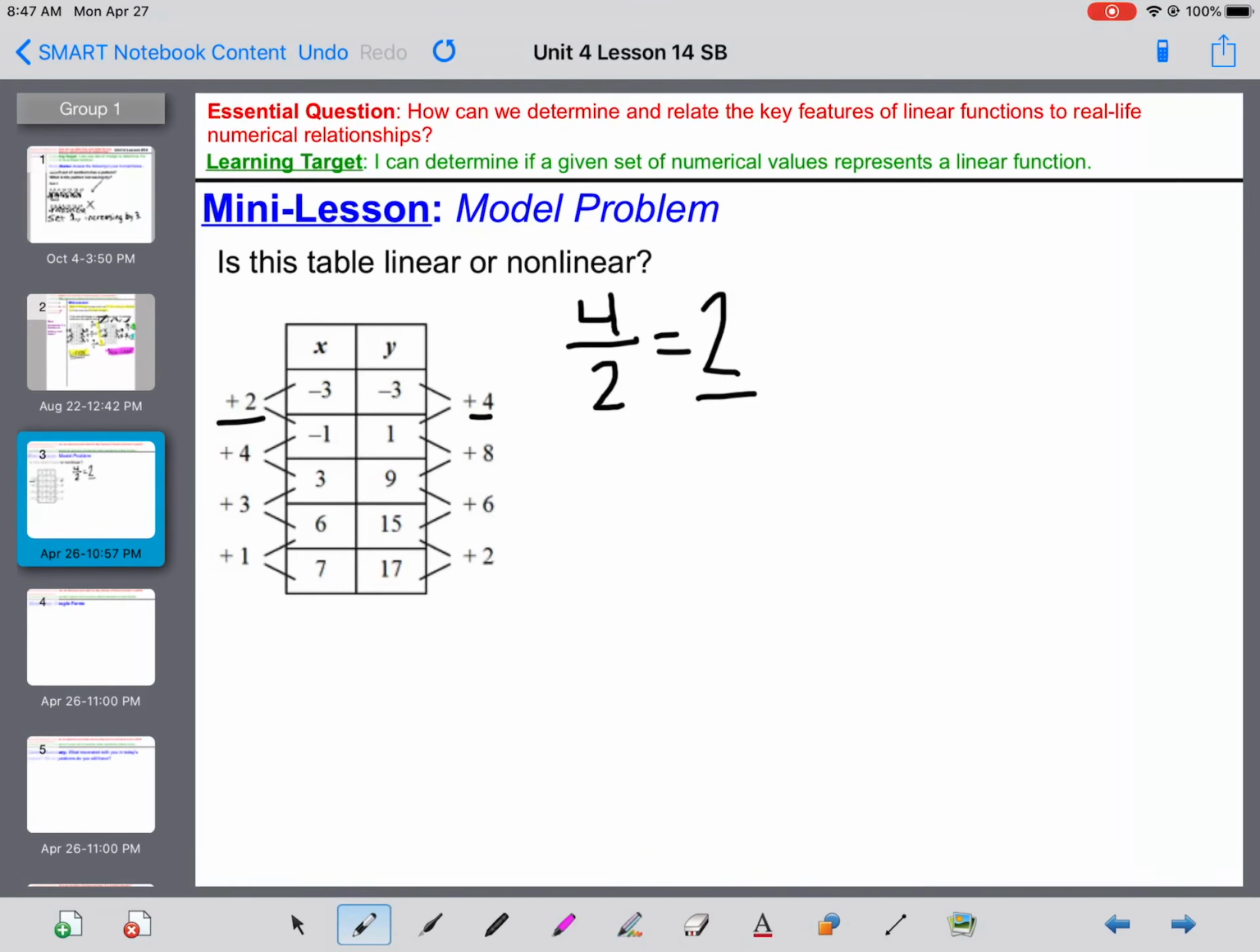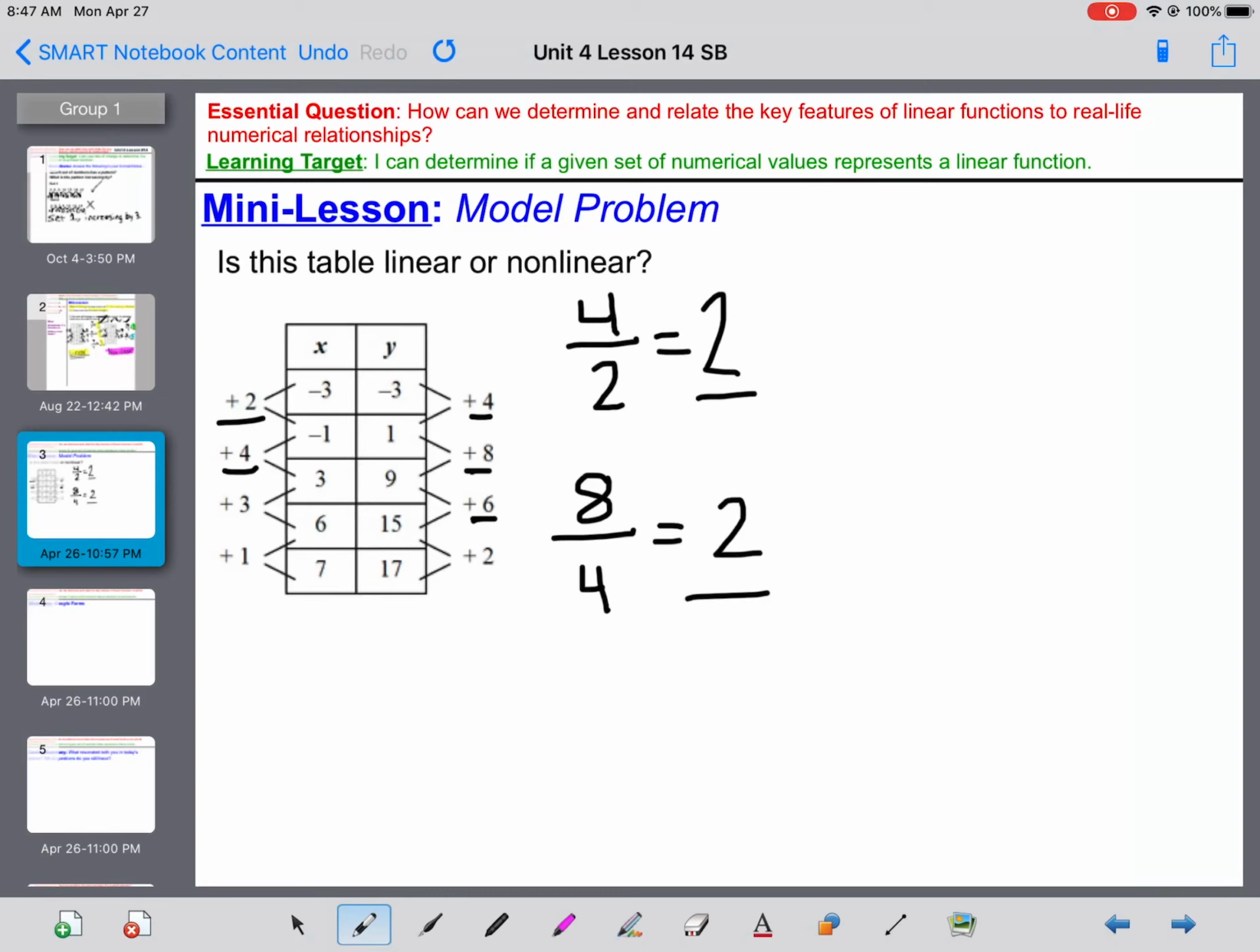Let's take a look at the second one. So from +1 to +9, we see that there's a change of 8 in our y value. And for our x value from -1 to +3, there's a change of 4. 8 divided by 4, we have a rate of change of 2. Okay, so far our table is going to be considered linear because the rate of change is the same.